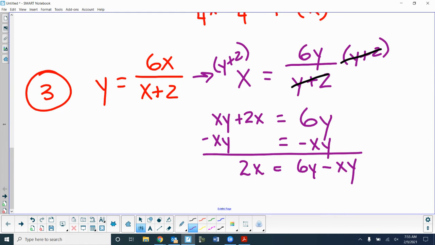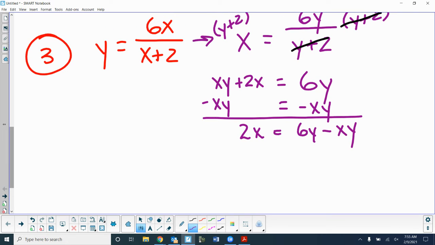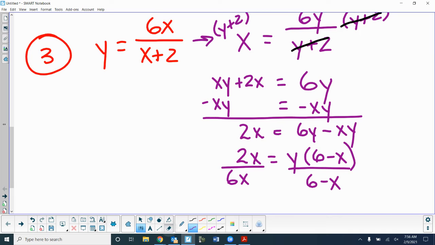Here's the spot where some of us get stuck. You know we have to get y by itself, but you have 2 y's. So what you do here is you treat that y as a GCF, and you factor it out. You take the y out, and you divide 6y by y and get 6, and negative xy by y and get negative x. That's the spot where some of us run into a little bit of trouble. When you factor that y out, that means y times 6 minus x. So to get that y by itself, I have to divide by that 6 minus x to get it to the other side. 6x, sorry.